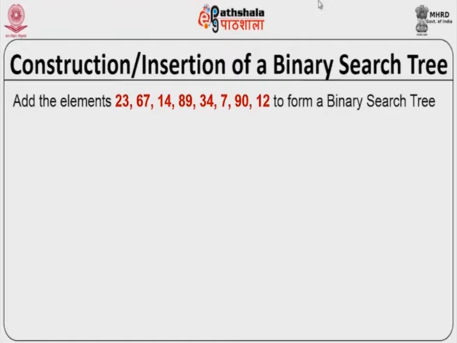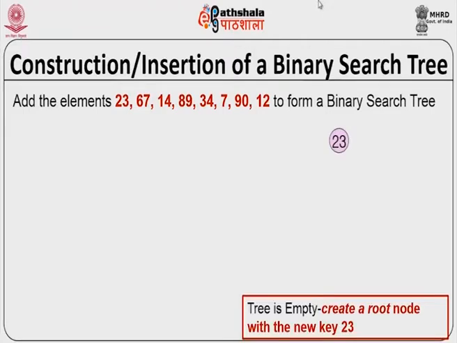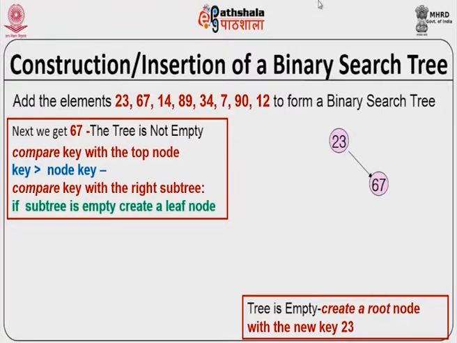Now, let us start. So, the first element that we have is 23. So, the tree is empty, you create a new node with a new key 23. So, that is the first step. Now, you have 67. You go to the tree, you find that the tree is not empty. So, you compare the key with the top node which is 23. Now, key is greater than that node. So, you compare the key with the right subtree. Now, if the right subtree is empty, you create a leaf node and add 67 there. So, that is what we have done.